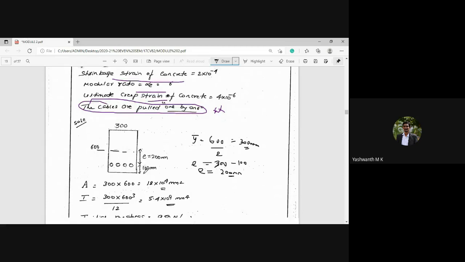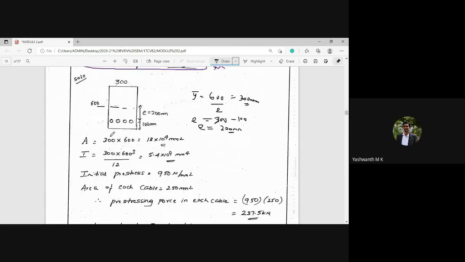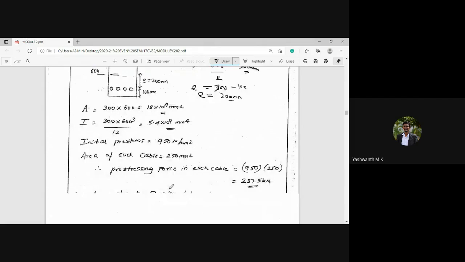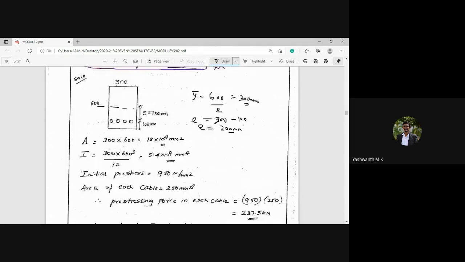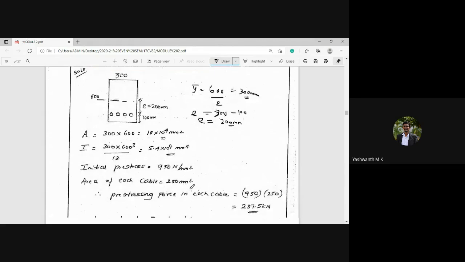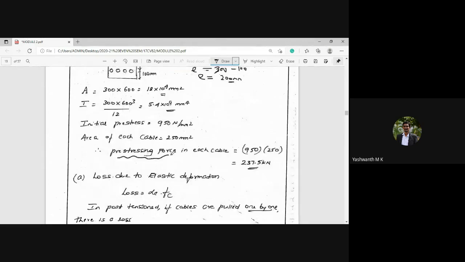Next, calculate the cross-sectional area. Since it is a rectangular section, 300 multiplied by 600, that is 18 into 10 to the power of 4 millimeter square. Moment of inertia, since it is a rectangular section, bd cubed by 12, that is 5.4 into 10 to the power of 9. Initial pre-stress is 950 Newton per millimeter square. You need not worry, because in the problem itself they have given the initial pre-stress. Area of cable they have given as 250, but nowhere have they given the prestressing force.